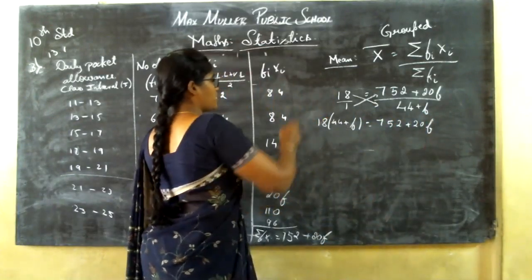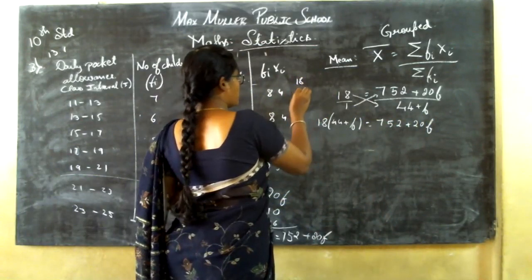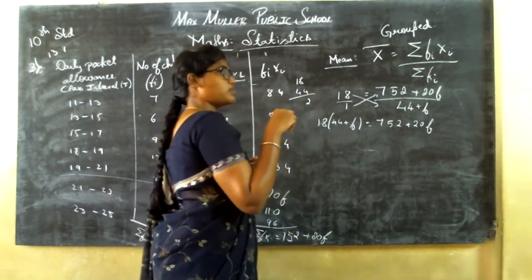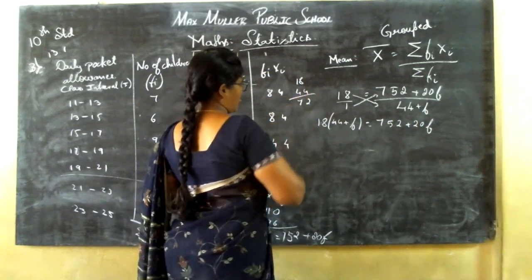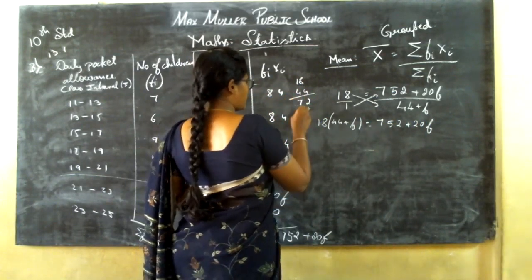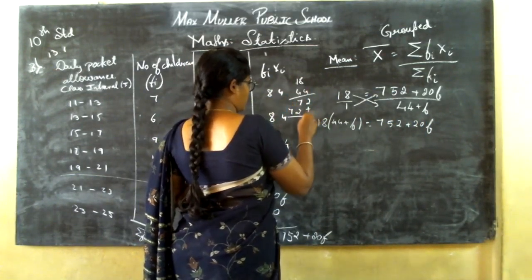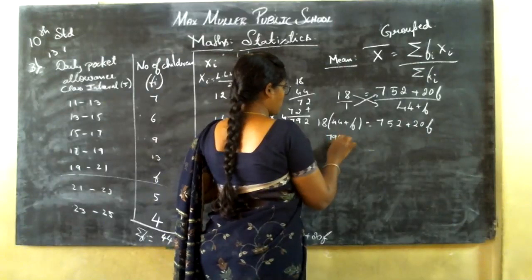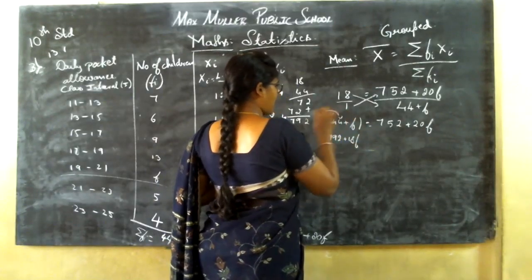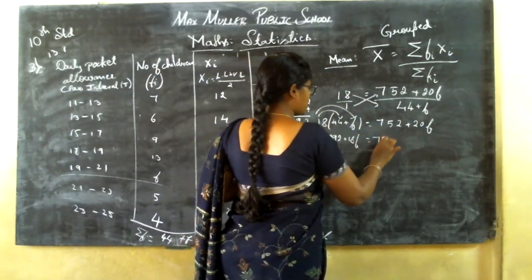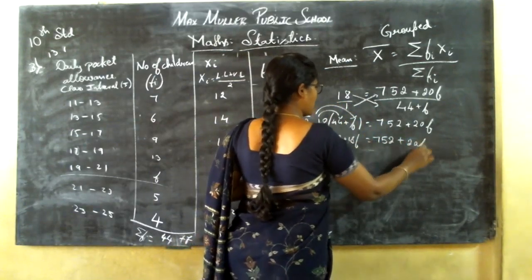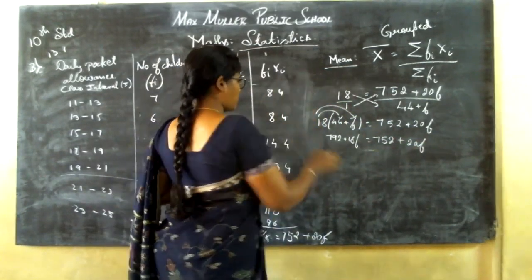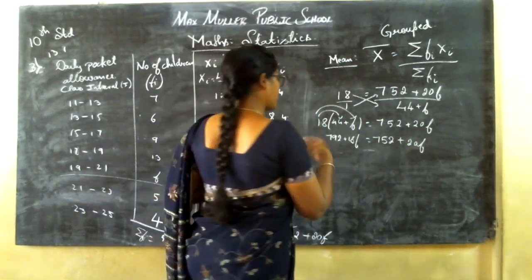Okay, now 18 into 44. Let me do it in the working column. 18 into 44, 4 8s are 32, 2, 3 carry, 4 1s are 4 plus 3 is 7. Then 4 8s are again 32, 2, 3 carry, 7. 7, 8, 9, 7. So it is 792 plus 18f. You are going to multiply 18 inside the bracket and 752 plus 20f. Correct? So let me erase this working column. Do not get confused. Do it once and then cross check, children.